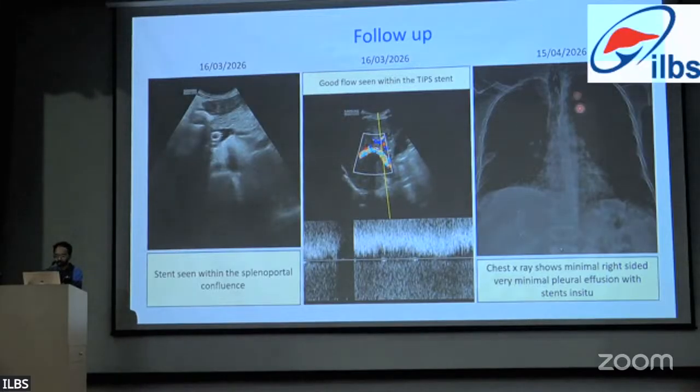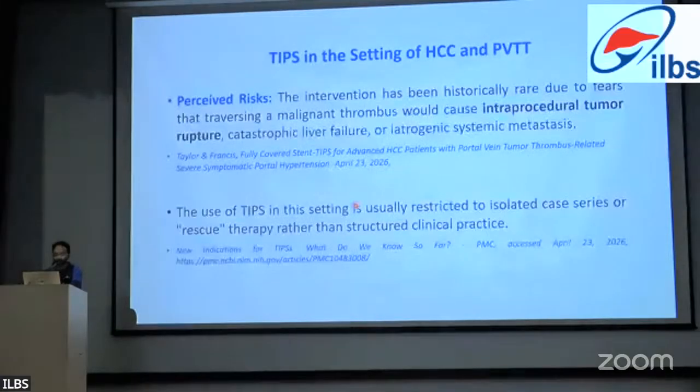And this month on the 15th, we can see the chest X-ray. This shows the stent which we had placed, and minimal right-sided pleural effusion can be seen. However, there is no significant ascites when we checked the patient on the 16th, and the patient is doing well and going through further management for his HCC with no symptoms of portal hypertension as of now.